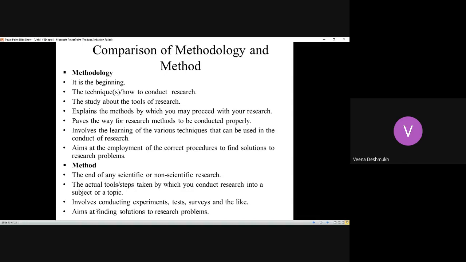So the next step involves conducting experiments, tests, surveys, and the like. So that is what I said. Once you have decided you are going to go ahead with the primary data, then how to collect the data? You go there, distribute some forms, or collect the data through Google Forms, and conduct the survey. After you conduct the survey, you have already decided that you are going to add all the results and then average it out.